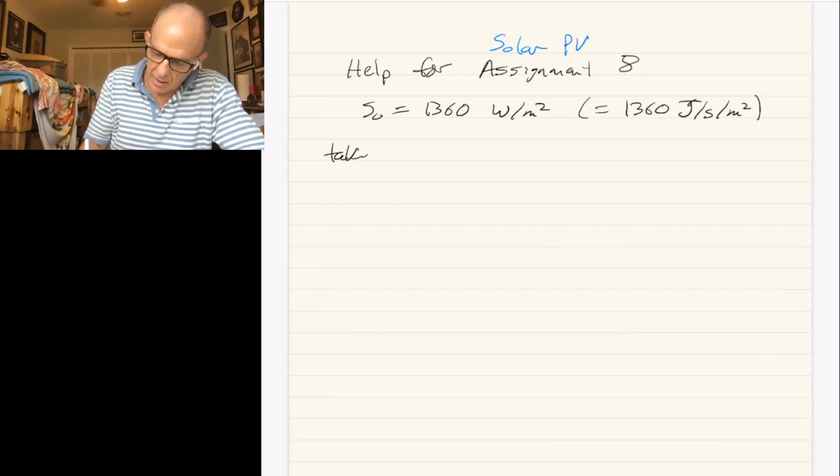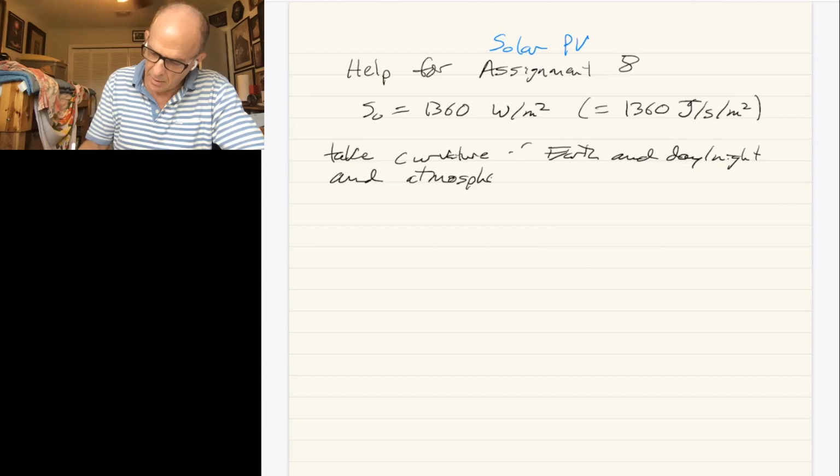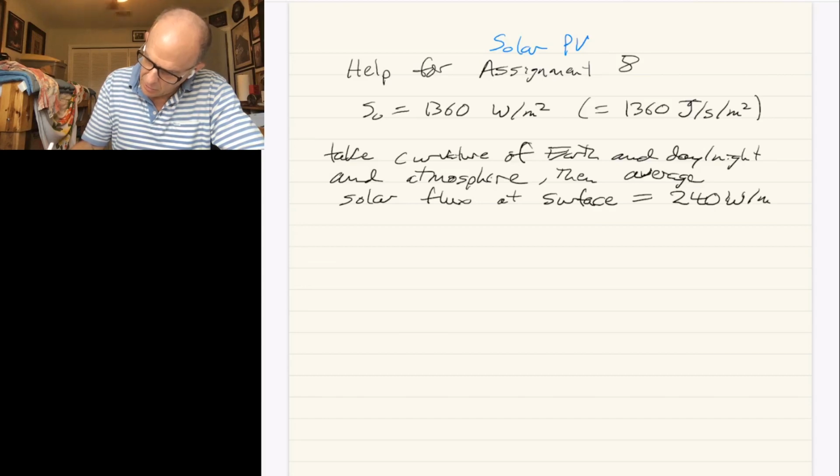But if we take the curvature of the Earth, the spherical shape of the Earth, and day and night, and the atmosphere, which absorbs some sunlight before it gets to the surface of the Earth, then the average solar flux at the surface, including day, night, and all that stuff, is about 240 watts per square meter.